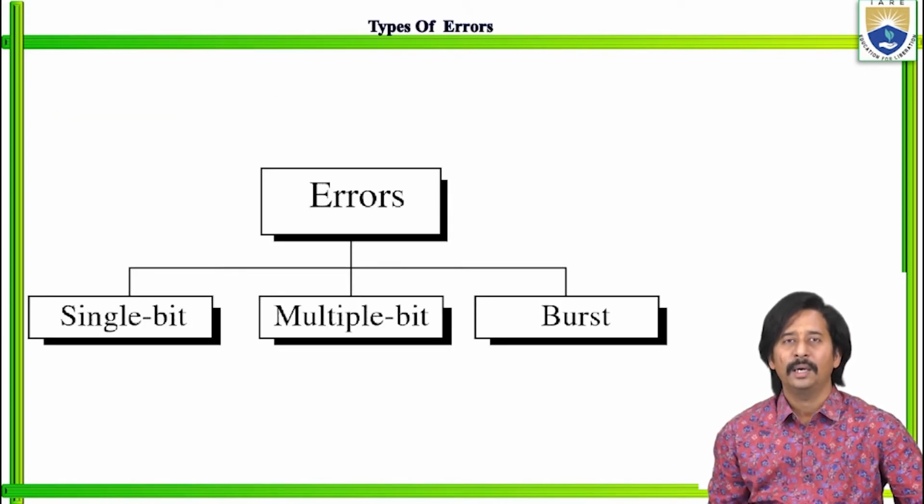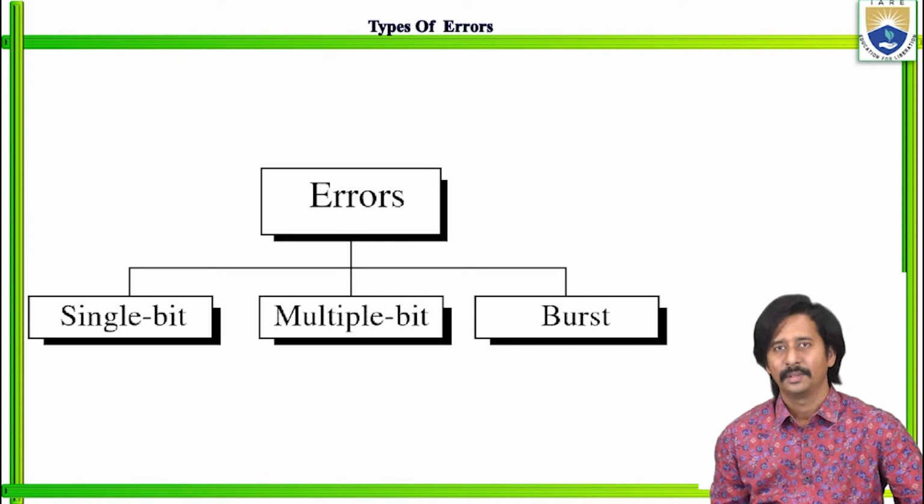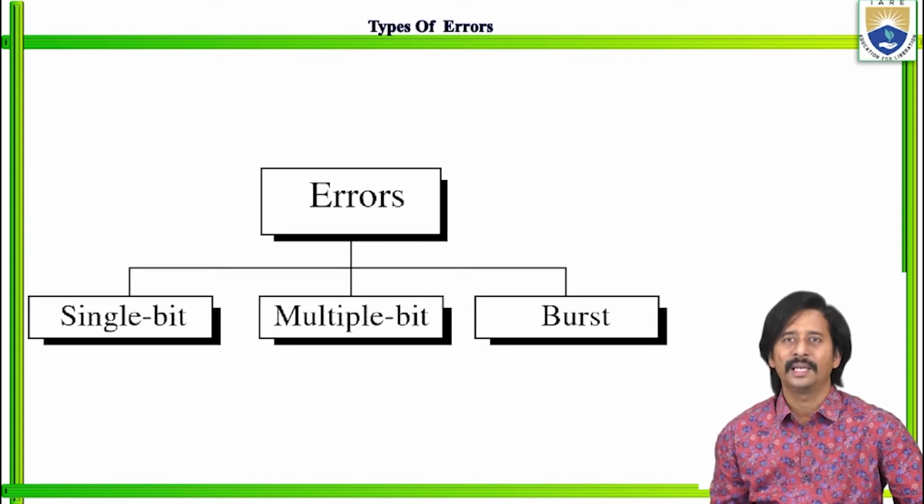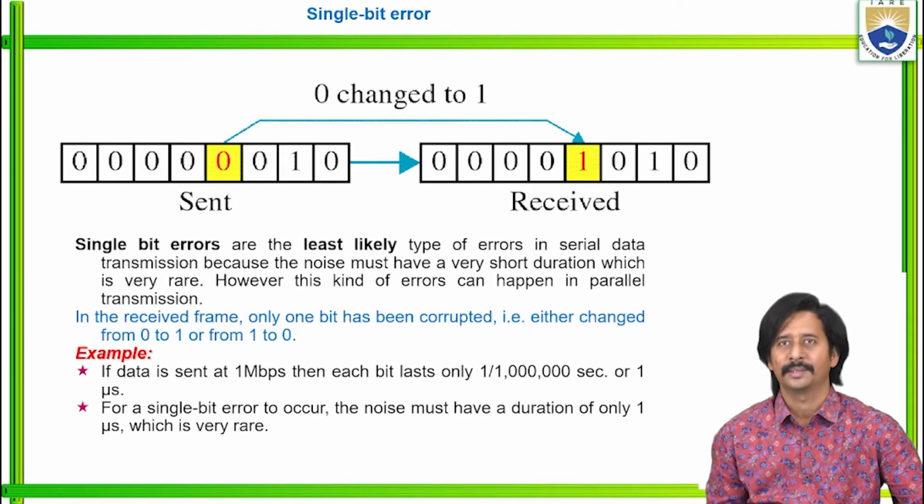Now coming to the errors. What are the various types of errors? We have single bit error, multiple bit error and burst errors. What is the difference between these single bit, multiple bit and burst errors?